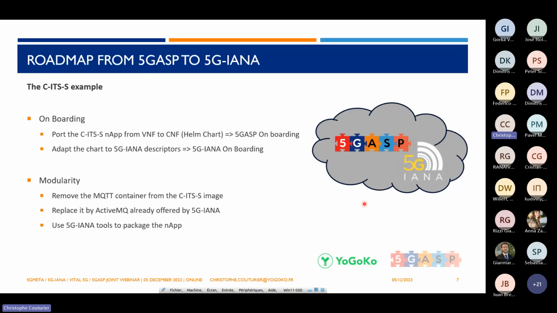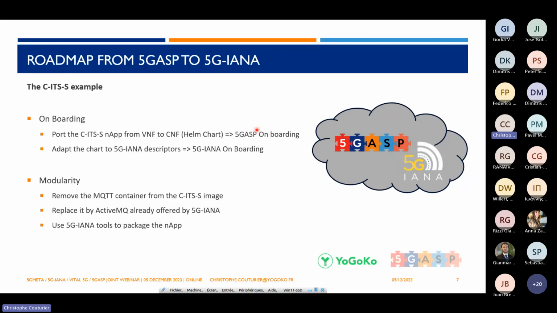So now, how do we intend to collaborate between 5GASP and 5G-IANA? The work will focus on the CITS NetApp, and we will first start by bringing the development that we made on 5GASP and porting it to 5G-IANA. On the first version of our NetApp on 5GASP, we were running on VMs, on virtual machines. And we first ported our virtual machine implementation onto containers.